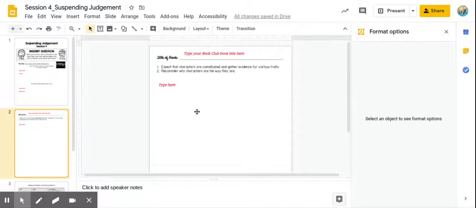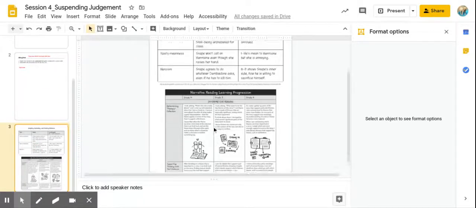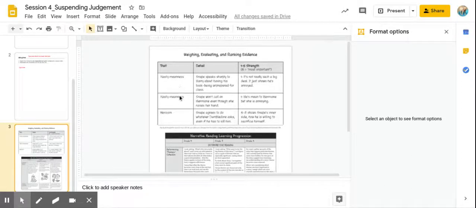You're also going to be doing this for your own book club book. You're going to be expecting that your characters are complicated, and they're not just one way all the time. So today you're going to be gathering some evidence for various traits that you see your characters showing, because we know that characters are complicated. You can even think about why your characters are the way they are. This is a whole added part of empathy that we have for our characters. And then your third slide is just a way that you can rank evidence. If you want to take a look at this chart, this can help you recreate your own book club character trait.